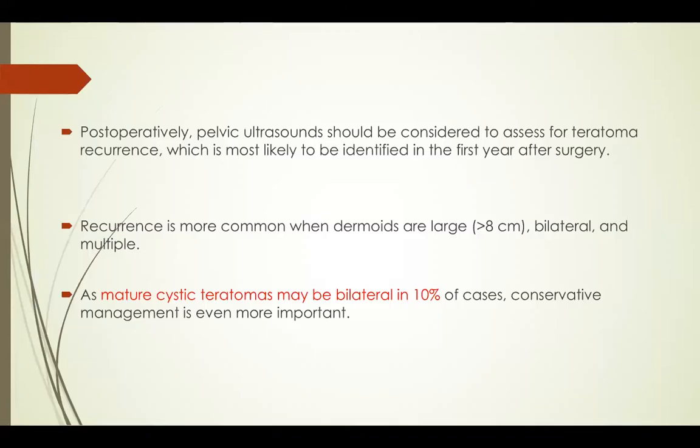Post-operative pelvic ultrasound should be considered to assess for teratoma recurrence because they can recur. The recurrence is more when the dermoids are large, or bilateral and multiple. They can occur as bilateral in 10% of the cases. That's why conservative management is even more important, because if you open the patient and you find that you have bilateral, you cannot remove both ovaries. And also with this recurrence, if you ignore doing cystectomy and you proceed with oophorectomy and the patient presents again with a dermoid cyst on the other side, this will affect the patient's fertility and hormonal production.